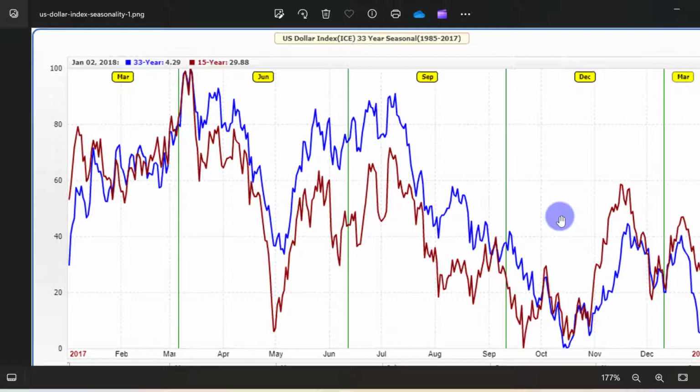Most times you'd see that this seasonal tendency is a combination of accumulated data over a period of 15 years or 33 years, like we can see here. This is the seasonal tendency for the US dollar index.